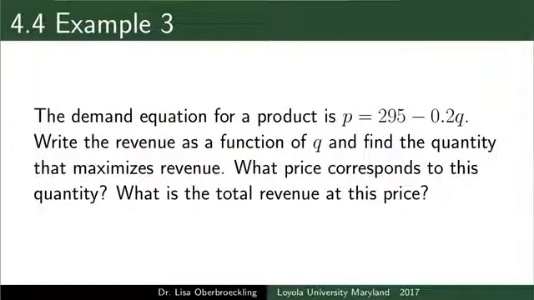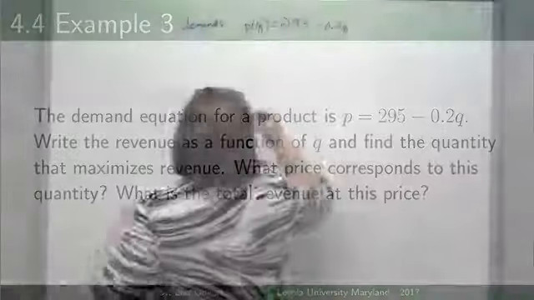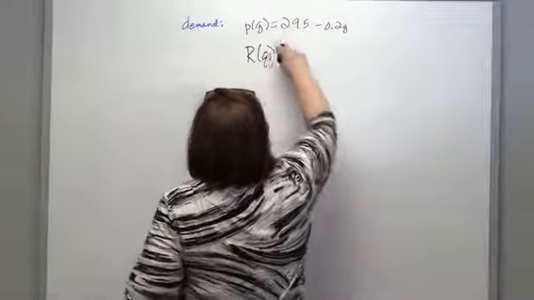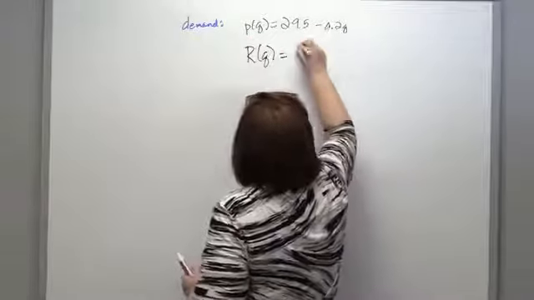In this example, we're given another demand function, 295 minus 0.2Q. And the first part is we're asked to write the revenue as a function of Q, and then we're going to maximize revenue. So, like before, we're going to have price times quantity.